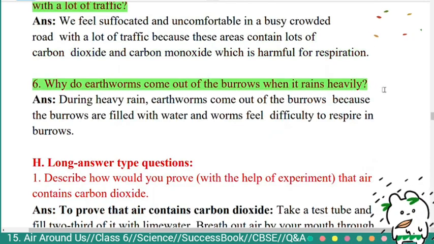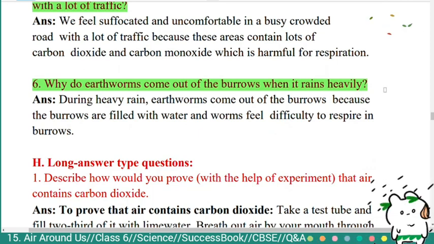Sixth question. Why do earthworms come out of the burrows when it rains heavily? Answer. During heavy rain, earthworms come out of the burrows because the burrows are filled with water and worms feel difficulty to respire in burrows.